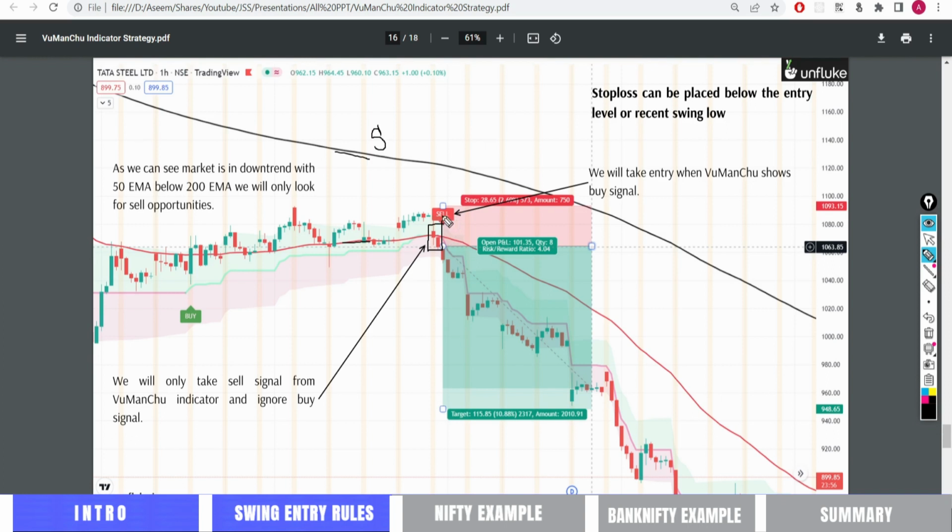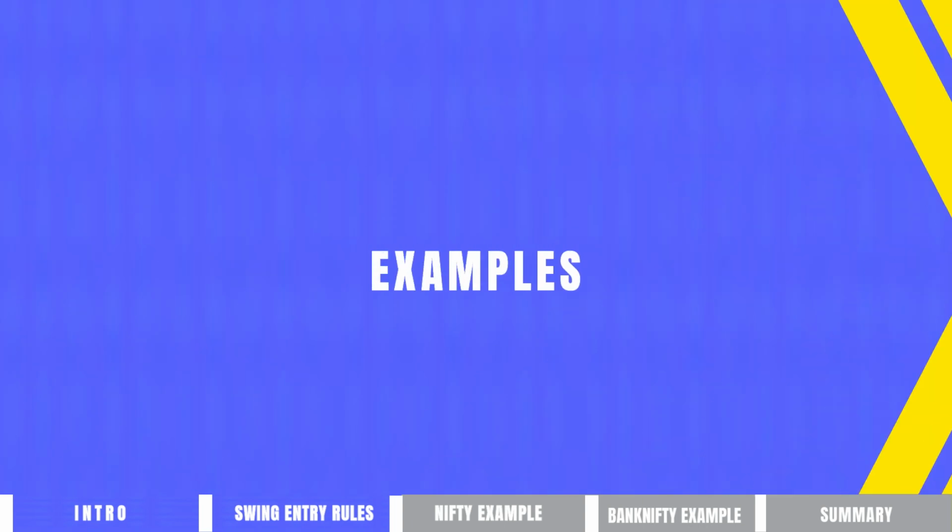And at this time when selling came in VUMANCHU, the candle is actually touching the 50 moving average. So it's a valid entry for me. I will take entry here. I will sell it with this previous swing as a stop loss. And you can see clearly that the market kept on falling. It could have easily been a 1:4 trade as well. So this is how I would generally trade VUMANCHU along with 50 and 200 moving average.